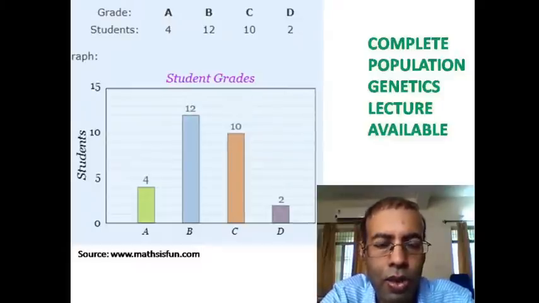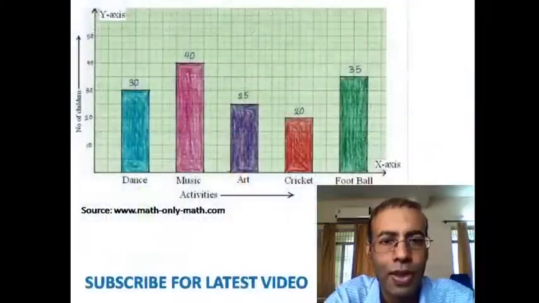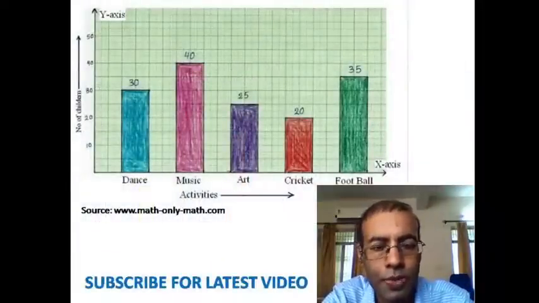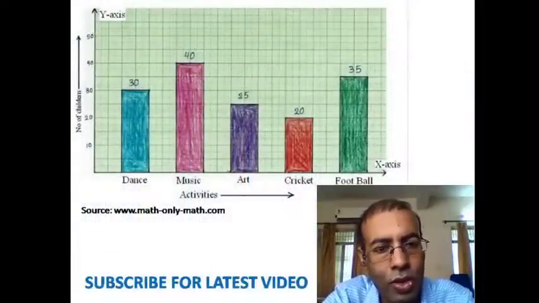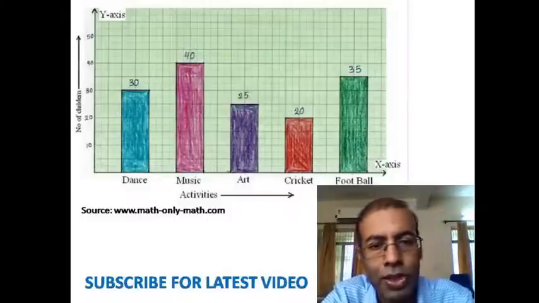most of the students got B grade, and very few students got D grade. So this is one of the examples, and similarly we can also make this type of simple bar diagram using graph paper.